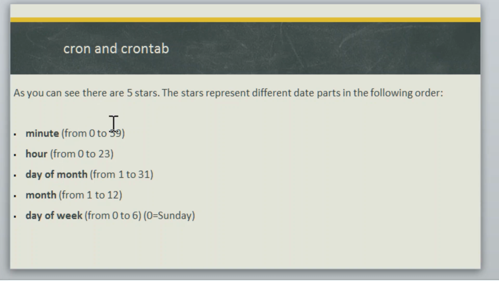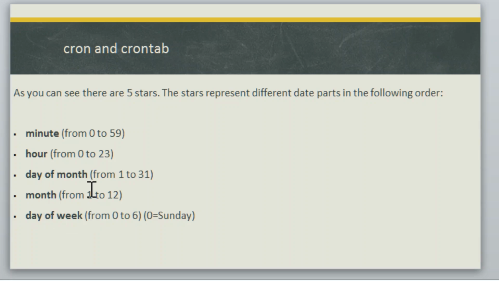And we see what each one means here. As you can see, there are 5 stars. The stars represent different date parts in the following order. First one is minute. Second one is hour. Third is day of the month. Fourth is the month. And the last is day of the week, with 0 equaling Sunday. So minute 0 to 59, hour 0 to 23. Day of the month 1 to 31. Remember, not all months have 31 days, so be aware of that. The month 1 to 12, and the day of week 0 to 6, 0 being Sunday.